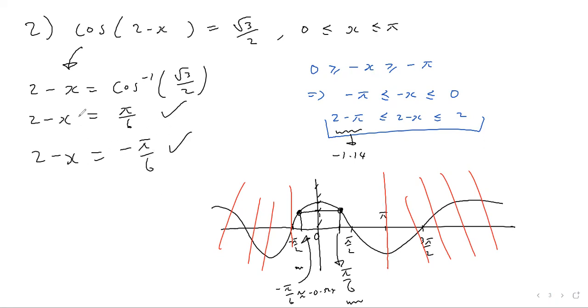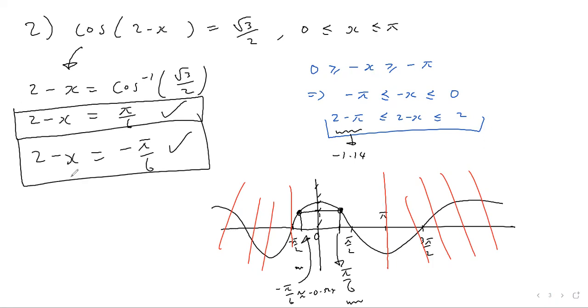We've got two solutions then. We haven't got any more with this one. We can now make x the subject of the formula. So with the first one, we get x is equal to 2 take away pi over 6. And with our second one, we get this solution here. So we get x equals 2 plus pi over 6.